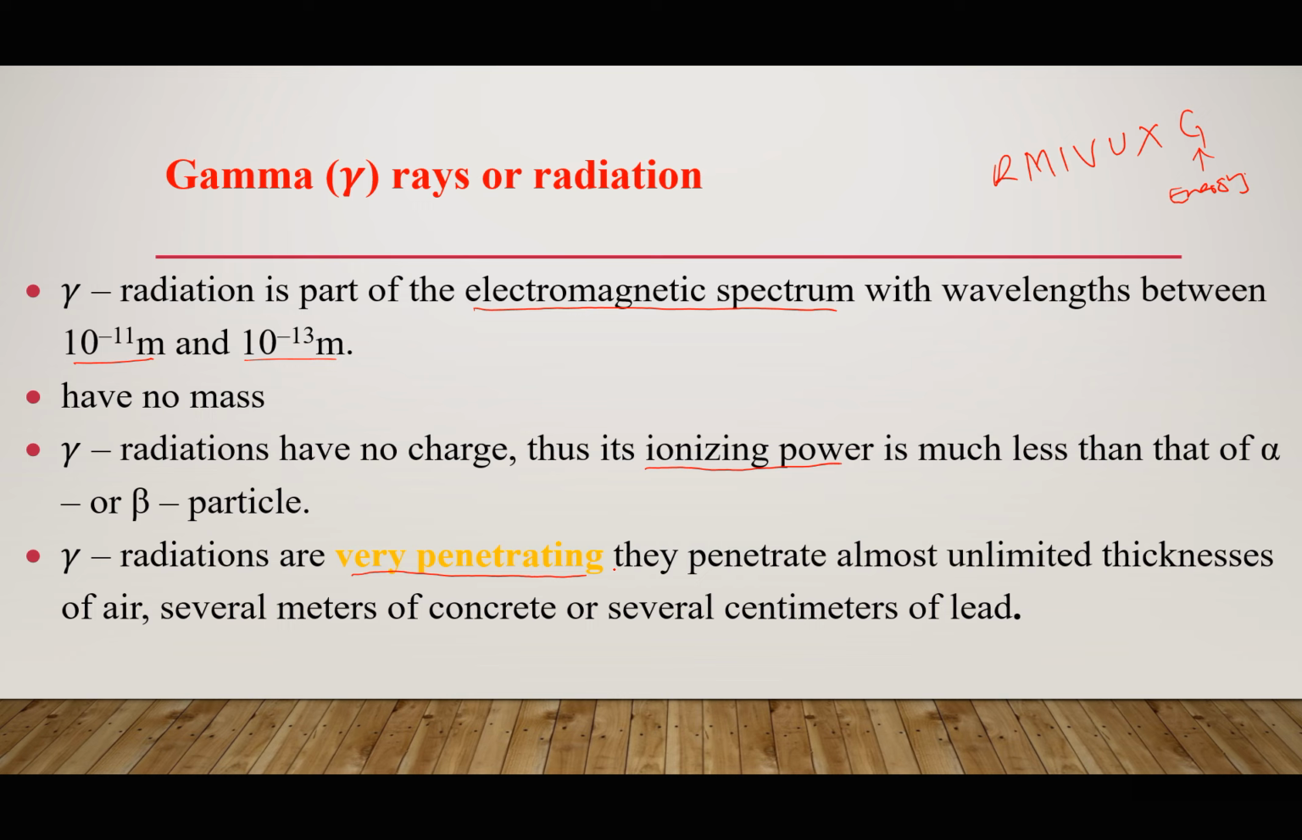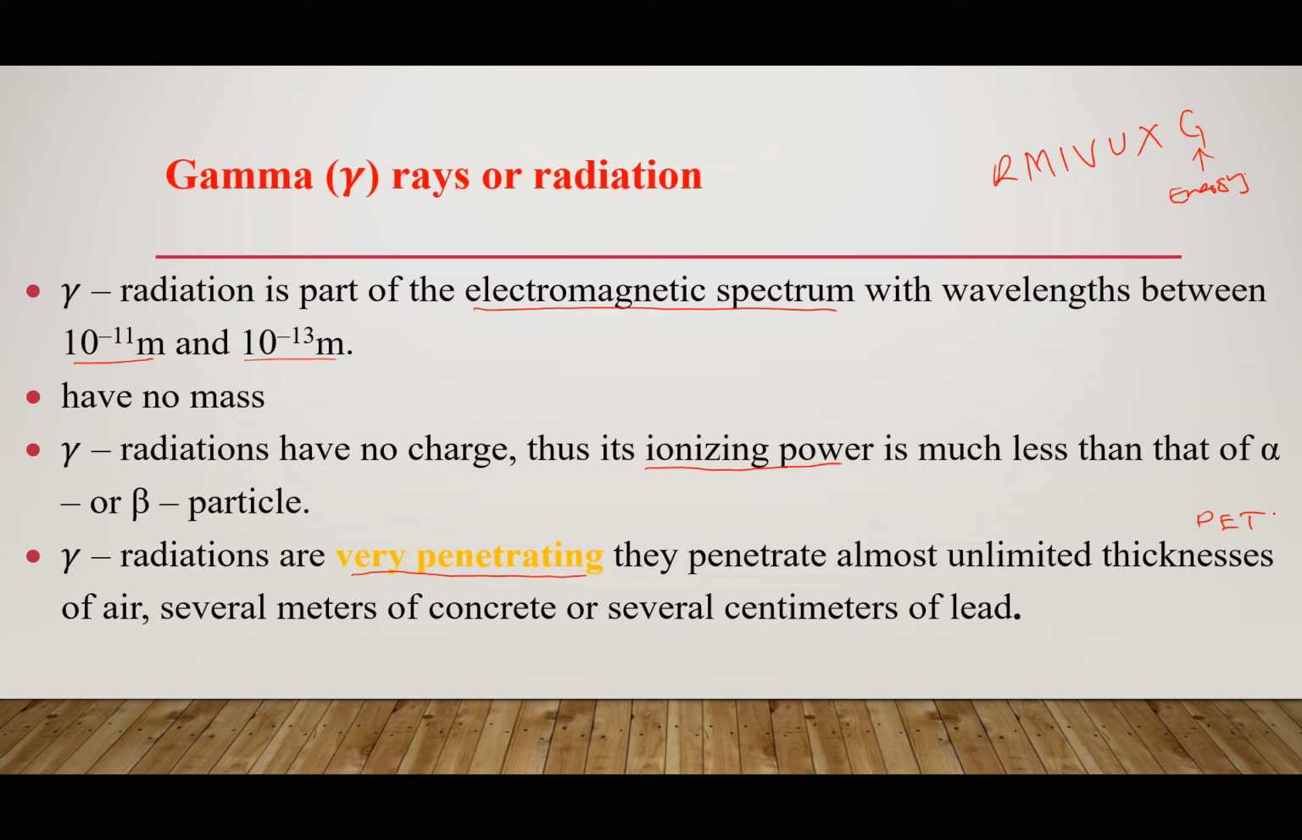They penetrate almost everything. That's why they are even used in positron emission scans, that is the PET, positron emission tomography. So they are very, very penetrating. They are more penetrating than beta, and more penetrating than alpha. They can penetrate through thin paper, through card, through aluminium.